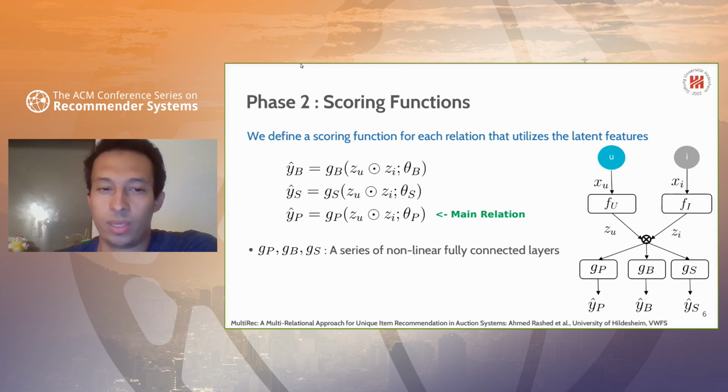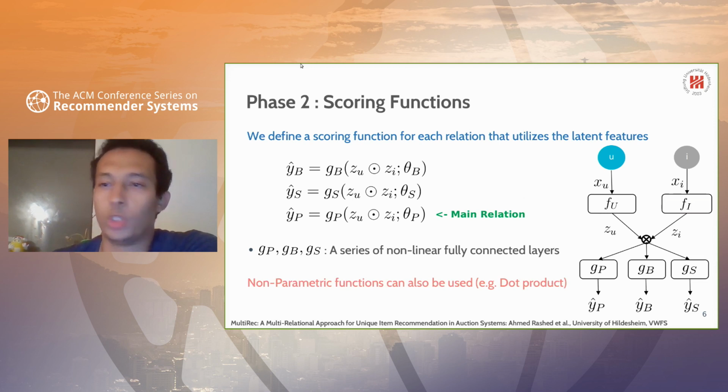You can see here that we used multiplicative interaction between the latent features and not concatenation, because it was much better in our experiments, thanks to the multiplicative interaction and the alignment of features between the latent features of users and items. And of course, a dot product function can also be used in this case. We can replace any of those parametric scoring functions with a simple dot product, and sometimes it was actually better than a parametric one.